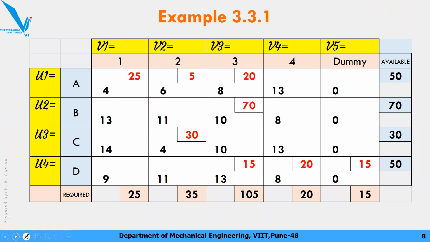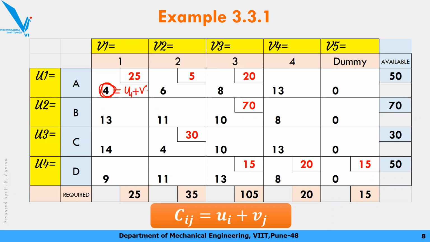How to calculate this? There is one formula, Cij is equal to ui plus vj. It's very simple. Cij is the unit transportation cost. So what this formula says, this 4 is equal to u1 plus v1, because its address is 11, this 4 is at C11. So C11 is equal to u1 plus v1.